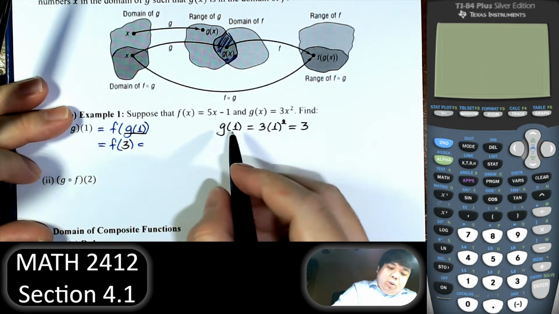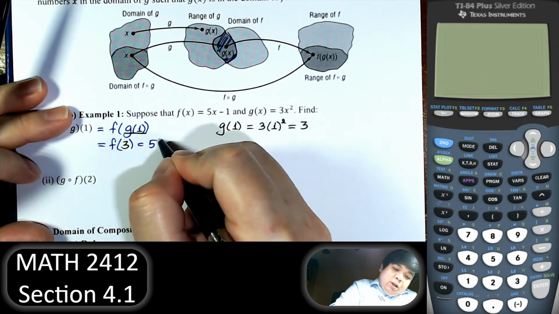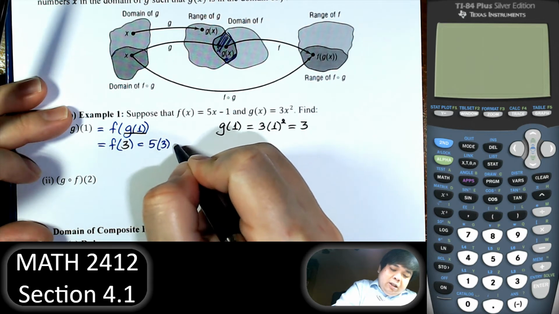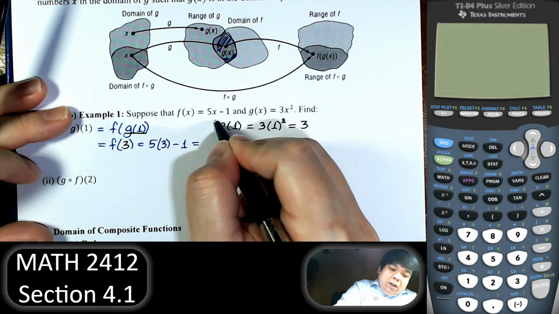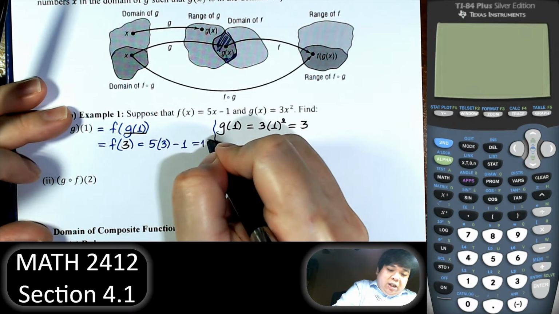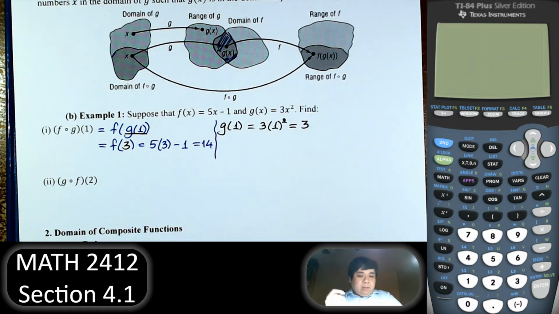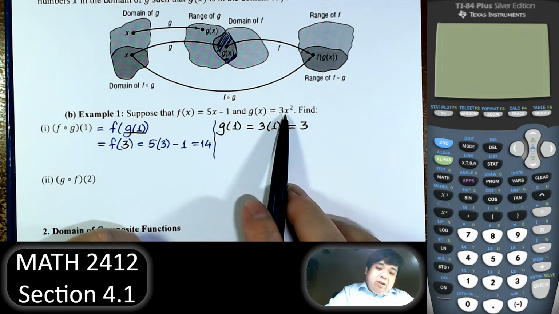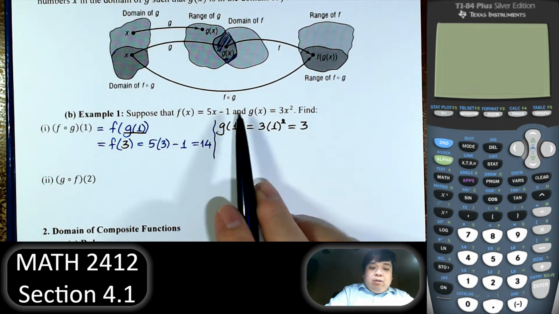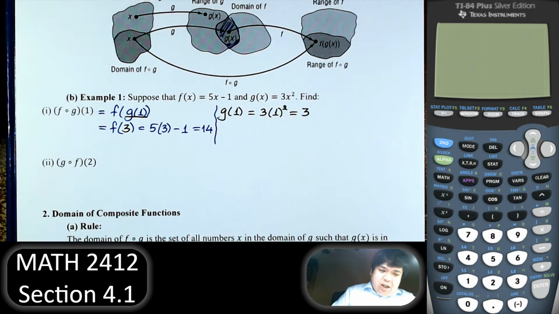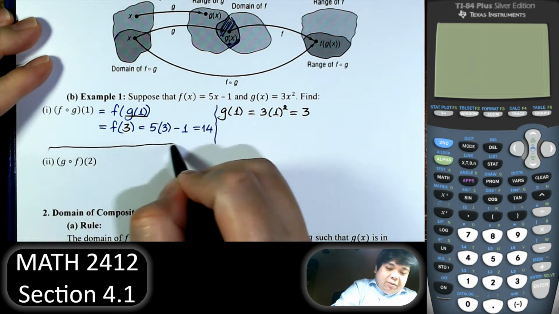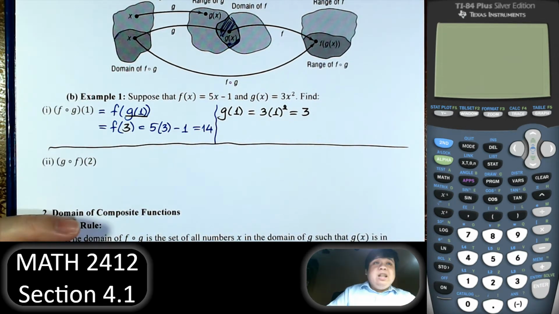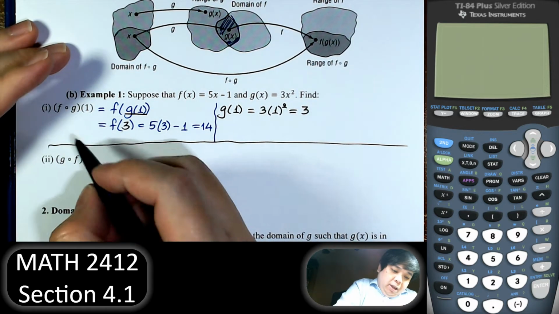And then for f of 3, we're just going to put 3 in for x in 5x minus 1. So that's going to be 14. Yeah, put 1 in for g of x, we have 3, and put 3 in there, we have 14. Right, simple enough. Of course, you should have seen this in course algebra already.